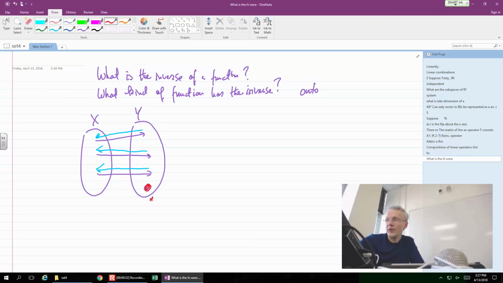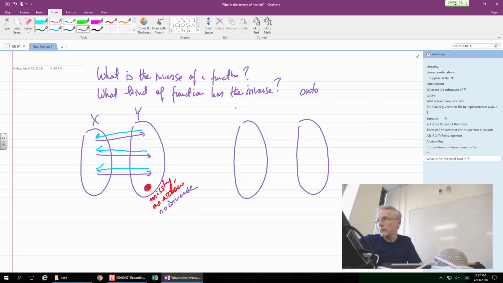if one is missing, no arrow arriving at this point, then there will be no arrow starting from this point. So there is no inverse. So it has to be onto, but what else can happen? One-to-one. This is what can happen.